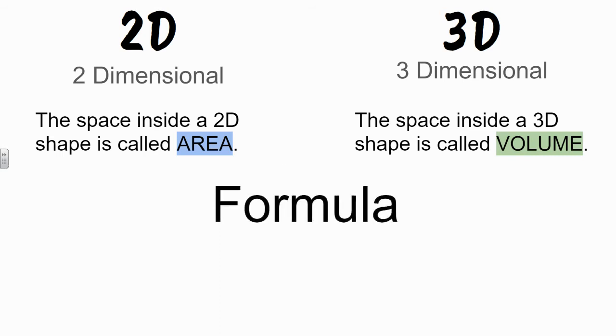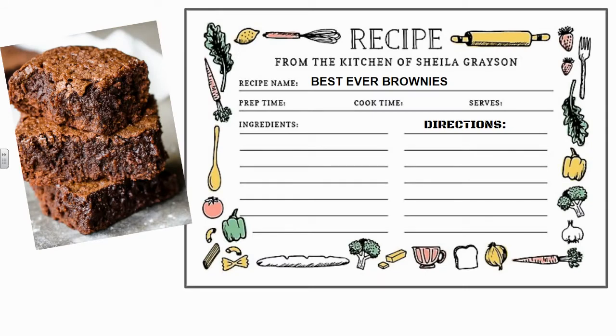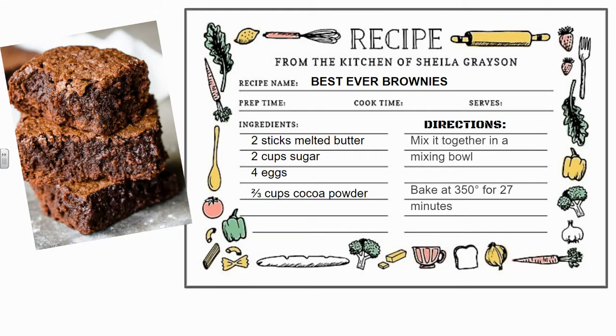Now, in order to find both area and volume in math, we use something called a formula. And I like to think about formulas like a recipe. So of course, I'm going to give you an example here using my favorite dessert, and that would be brownies. If I wanted to grab a recipe to make the best ever brownies, I'd really need to focus on two parts of this recipe. One would be the ingredients that I would need to collect to make this recipe, and the other one would be what directions I would need to follow once I gathered my ingredients. Well, obviously you collect the ingredients, you follow the directions, and voila, you would have your best ever brownies.